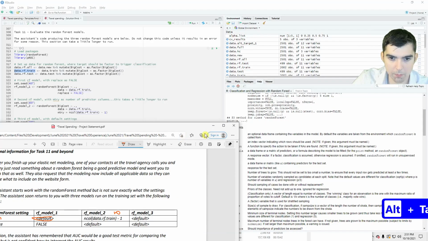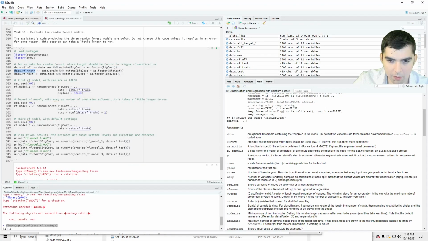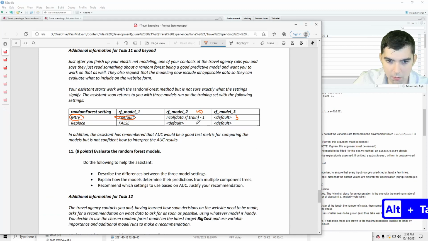So if I go back here, I can say these are all equal to 3. And then replace, what's the default replace value? Replace: should sampling of cases be done with or without replacement? That is true. So that's true.